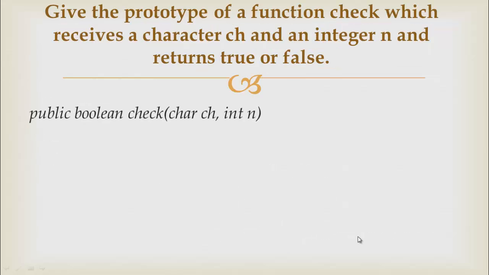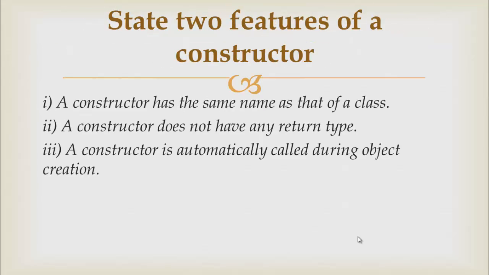Give the prototype of the function check. So you write check and it is a boolean, and char ch and int are the values given. State two features of a constructor. Constructor has the same name as that of the class name. A constructor does not have any return type. Third one is a constructor is automatically called during the object creation.